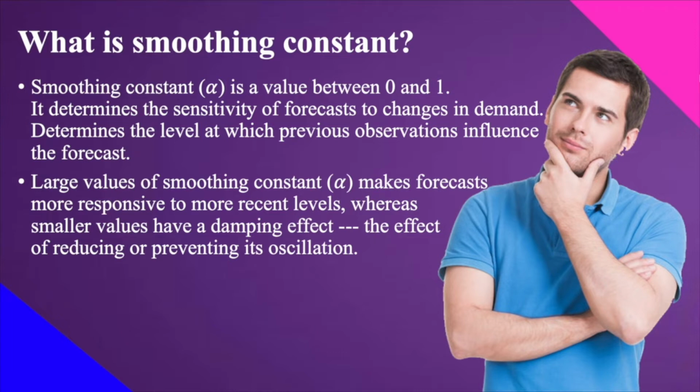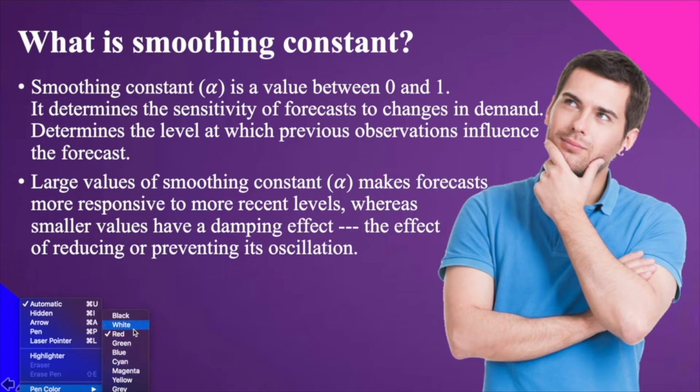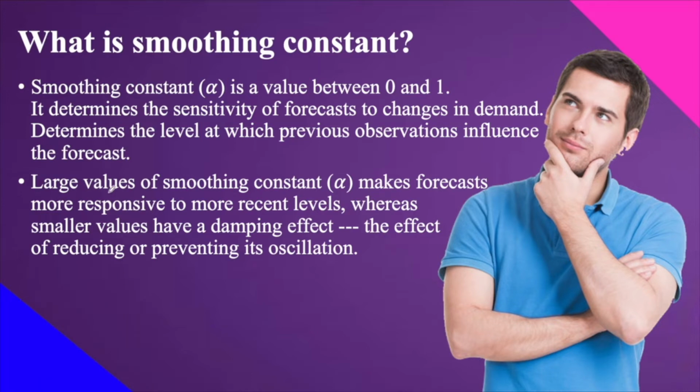Again, large values of smoothing constant makes forecast more responsive to more recent levels, whereas smaller values have a damping effect. Guys, when we say damping effect, I will show you something here. Sabi kasi, di ba, large values of smoothing constant makes forecast more responsive to more recent levels. Meaning to say, mas binibigyan niya ng importance yung recent na mga values natin, yung pinaka-latest na values. Whereas, smaller values daw have a damping effect.